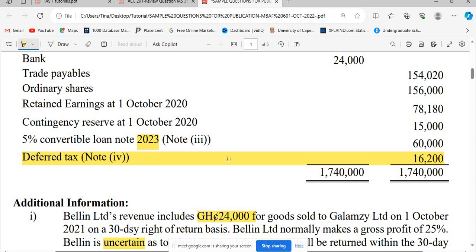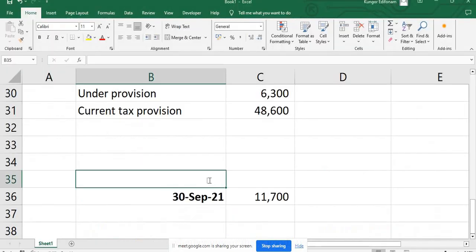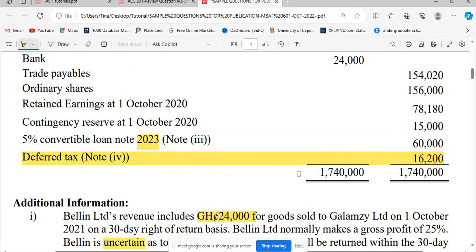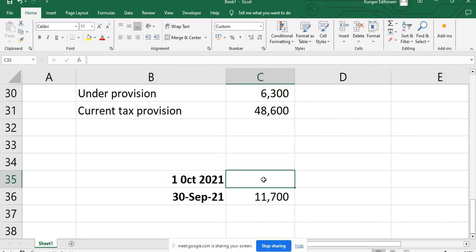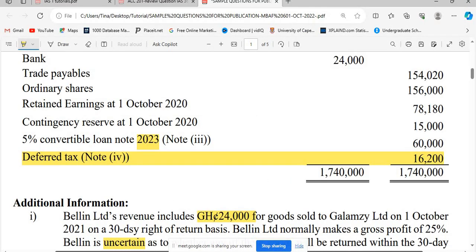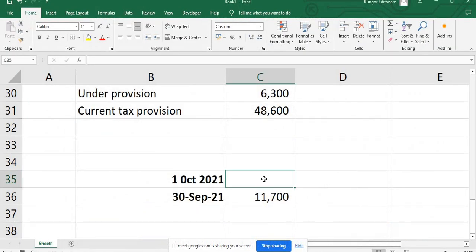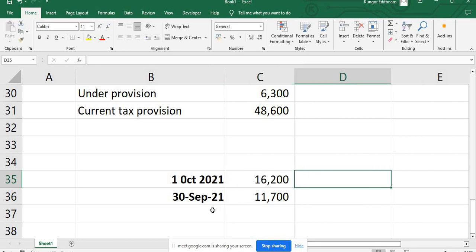Okay, so we will term this as the deferred tax liability at the beginning, or at start. So that will be the start of the year. The start of the year is 1st October 2021. All right. So we have it here, 1st October 2021, and then the amount is 16,200.